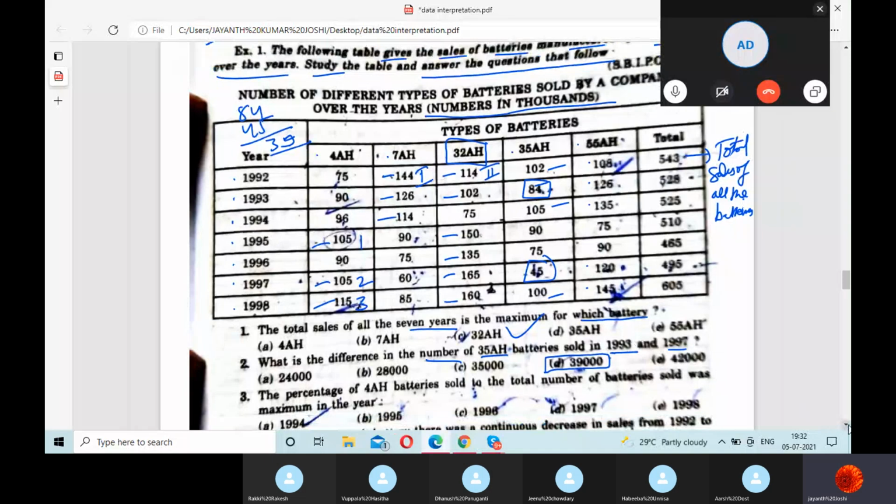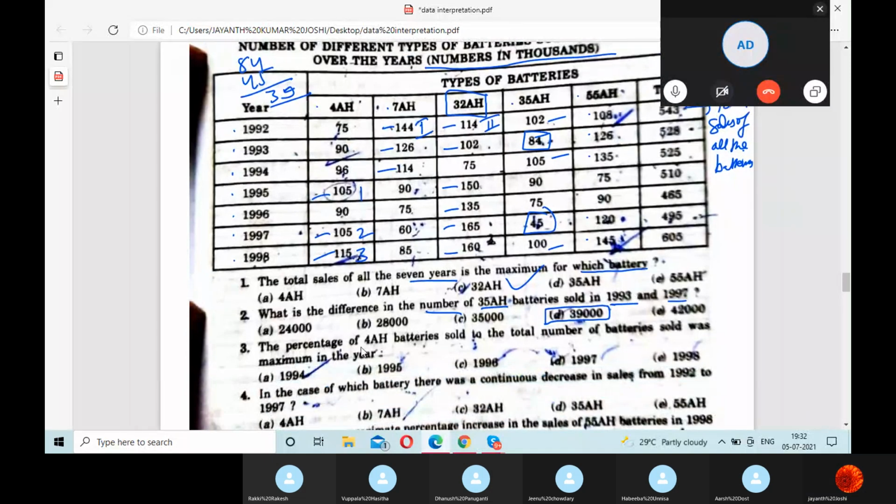Question number 3. The percentage of 4Ah batteries sold to total number of batteries sold was maximum in the year dash. So the percentage of 4Ah batteries sold to total number of batteries. So what is the total number of batteries here?